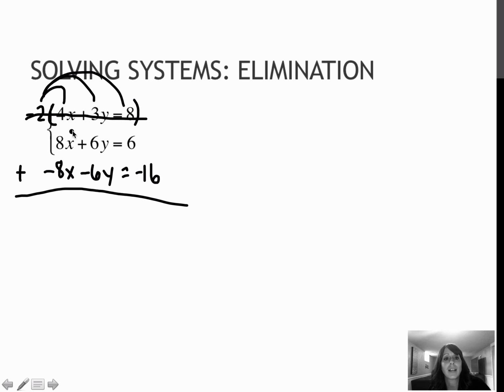8x plus negative 8x eliminates like I wanted it to. But notice what happens here. 6y and negative 6y also eliminates, which leaves me with nothing on the left side. On the right side, I get negative 10. 0 does not equal negative 10 ever, so this is a no solution equation. No solution. If I graphed it, remember that would be 2 parallel lines.